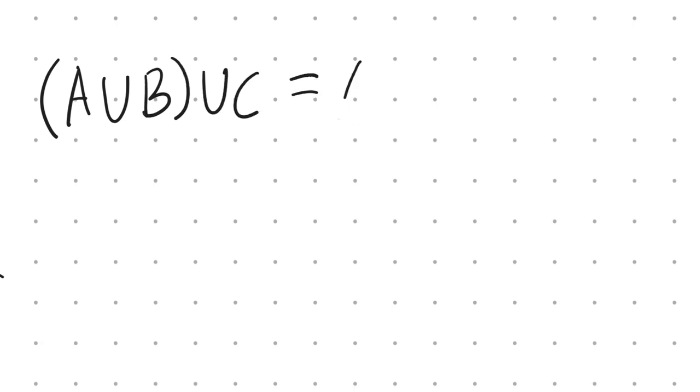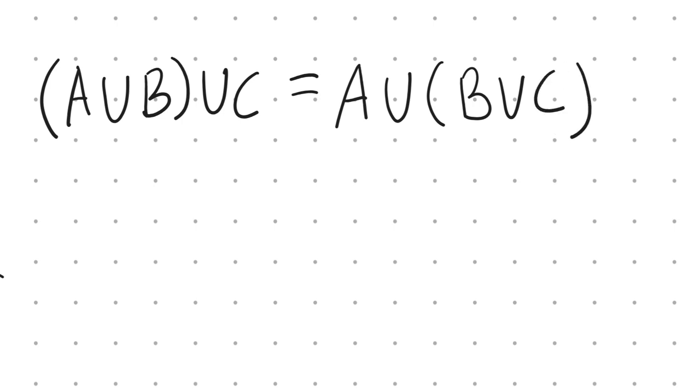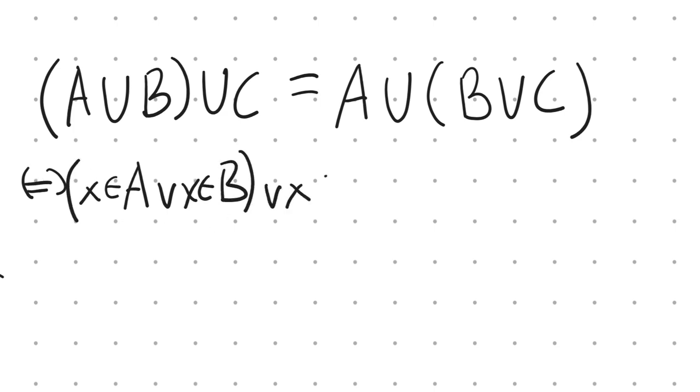Now the second one is associativity. We have two of them, union and intersection. So if we have A union with B, union with C, it states that it equals A union with B union C. Now what does it mean? It means that X is in A, or X is in B, or X is in C.